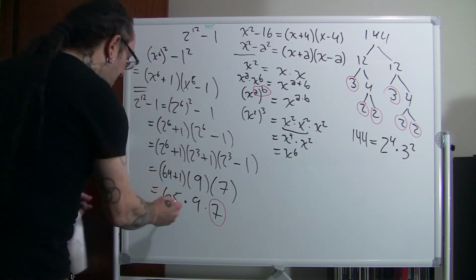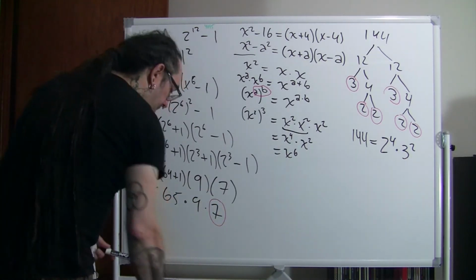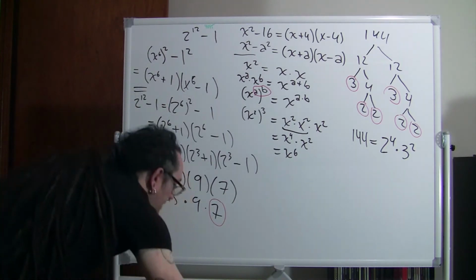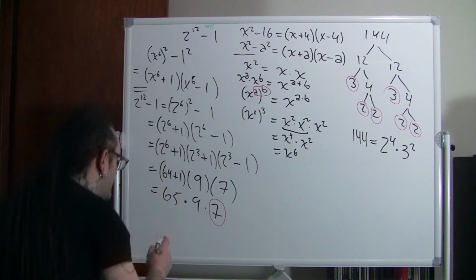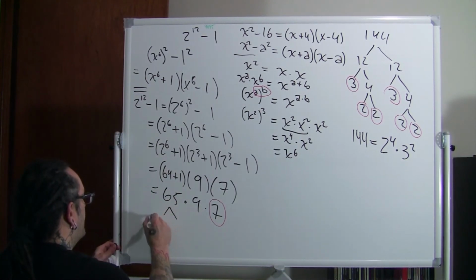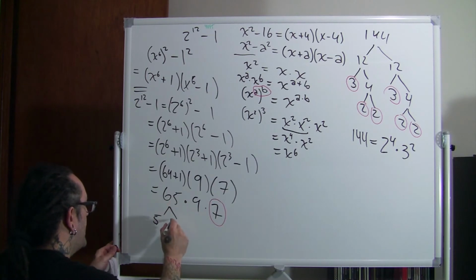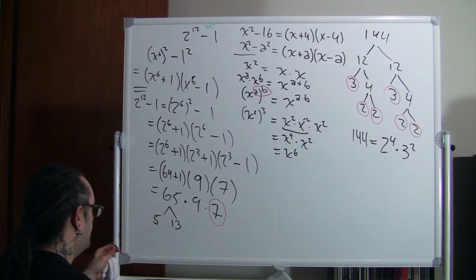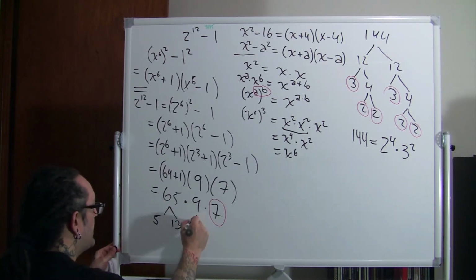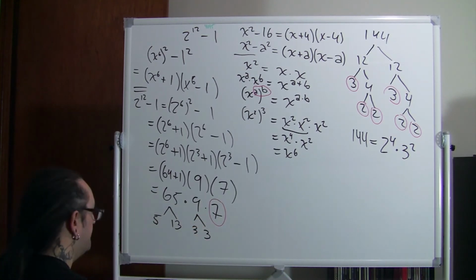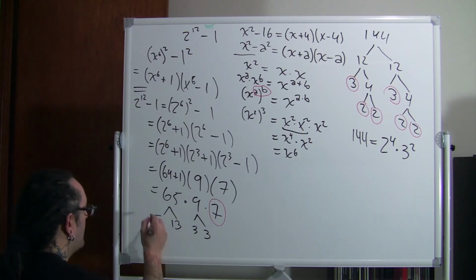But I need to factor 65 and 9. Right? So 65, my word. 65 is 5 times 13. These are both prime numbers. And then 9 is 3 times 3, and those are both prime numbers. Right? So I get to circle all of them.